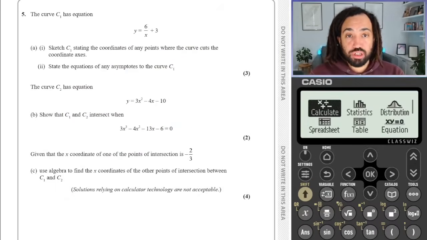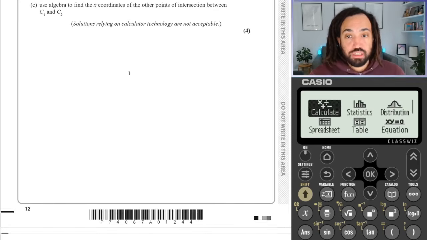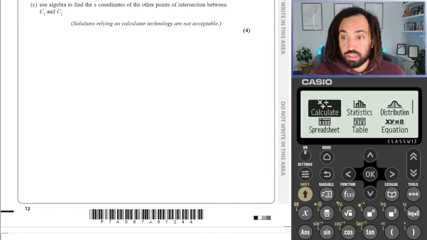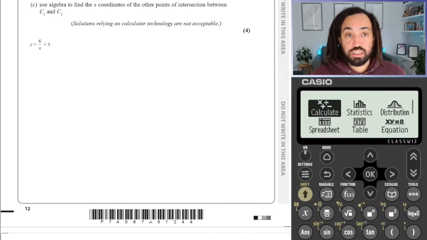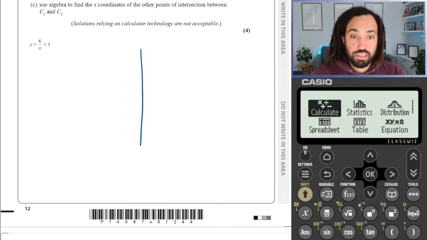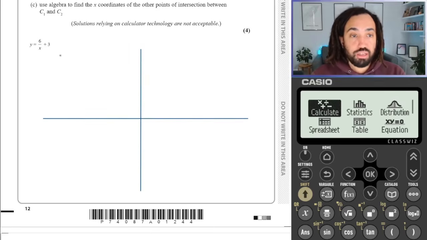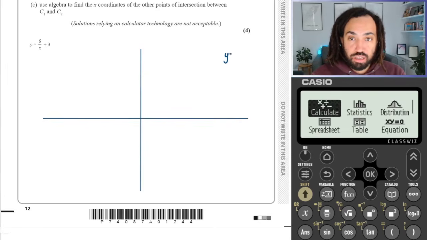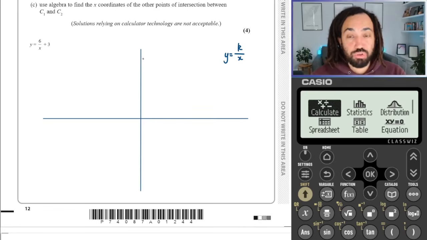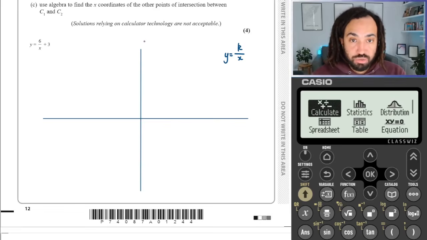Question 5, and we've got a curve with this equation, and it says sketch, stating the coordinates of any points where the curve cuts the axis, and then state also the asymptotes. So let's just put the curve here so we can see it, and then we're going to draw a coordinate axis, nice and large, like so, and any reciprocal graph, which is some constant k divided by x, is always going to have the same shape. K doesn't really change the shape of the graph at all.